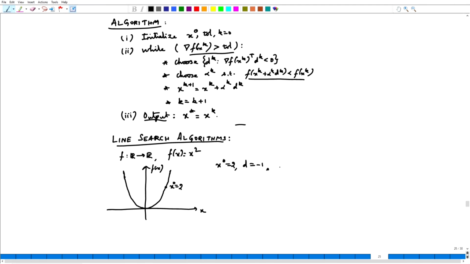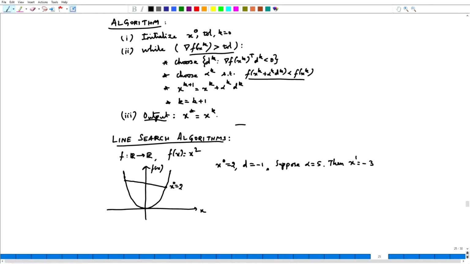And suppose I choose alpha equal to 5, then x 1 is 2 plus alpha d, which is minus 3. So, I go here. I am just giving you an incorrect example just to show that any arbitrary alpha is not going to work. So, let us say x naught is 2, and I choose alpha equal to 5, then x 1 becomes minus 3.